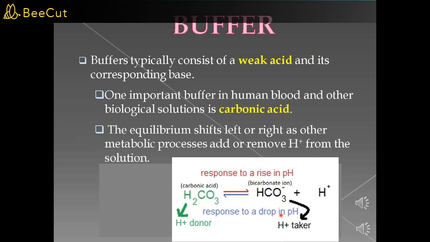You can refer to that video that I have mentioned just now. That video will show you how the buffer reacts in solution.